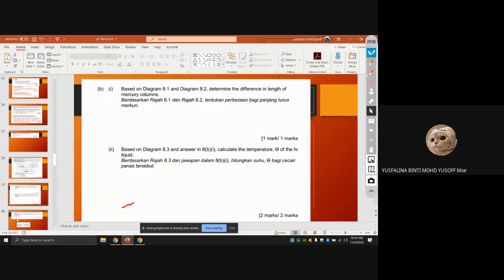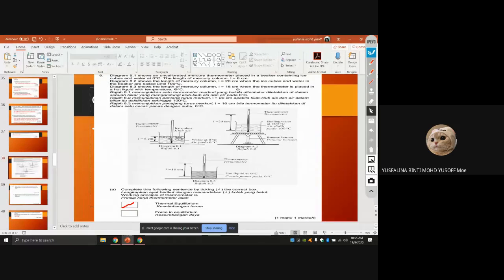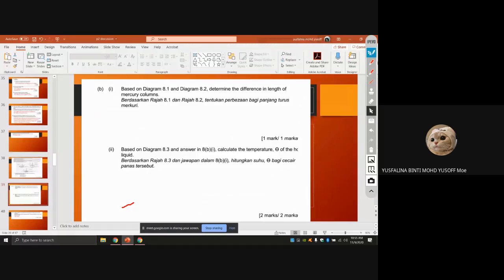Okay, based on diagram 8.1 and 8.2, determine the difference in length of the mercury column. So 8.1 already given, the mercury is 6 cm. Okay, 8.2 is 20 cm. So you just do 20 minus 6, so you get 14 cm.